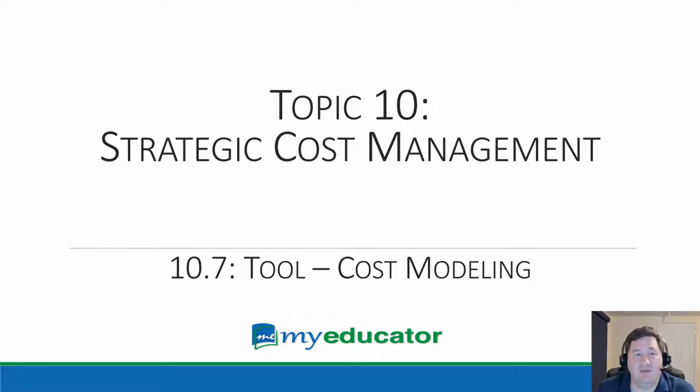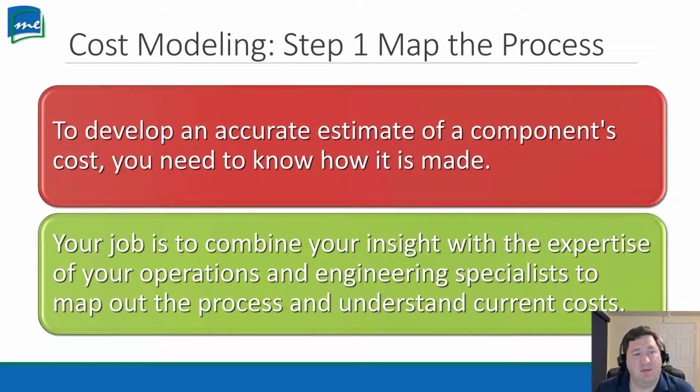So yet one more tool in topic 10 is this cost modeling. So we're trying to figure out how much the thing costs based on various other factors. So first we have to start with mapping the process. So we need to develop an accurate estimate of the component's cost. And to do that we need to know how it's made, what processes are involved, what engineering's in there. So your job is to combine your insight with the expertise of those around you. And knowing your operations, so you can map the process out and understand everything that's involved with it.